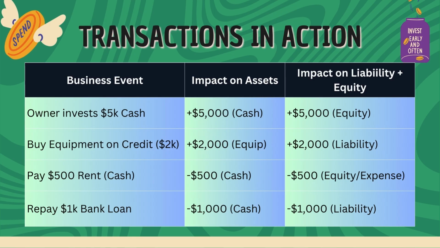If the owner invests $5,000, cash increases and equity increases. If the business buys equipment on credit, assets increase and liabilities increase. If the business pays rent, cash decreases and equity decreases. No matter what happens, the equation stays balanced.